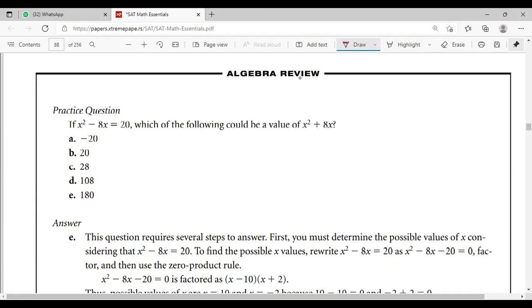Now we have x square minus 20x equals 20. Which of the following could be a value of x square plus 8x? Okay, so here in this case, instead of doing it this way, you can do it this way definitely, minus 20 equals 0.